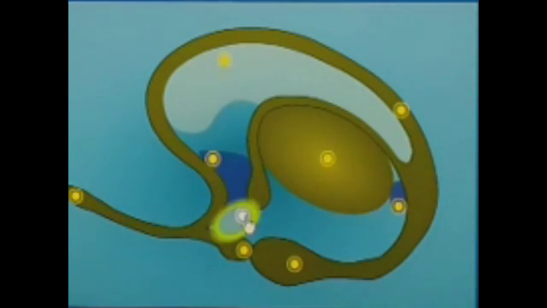Let's move to its partner, the pituitary gland. The pituitary gland is the master gland in our body. It produces many hormones, and one of them is the sex hormones that I've previously mentioned.